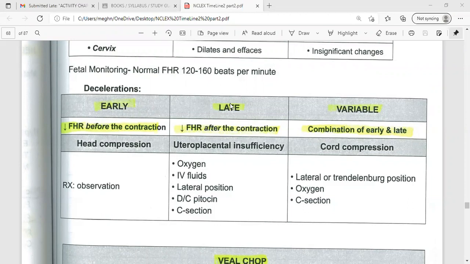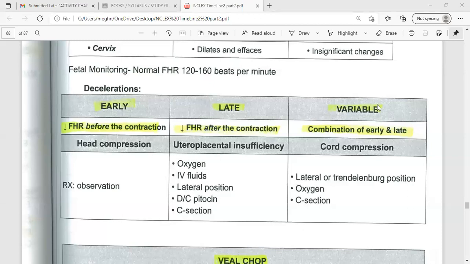If the deceleration is late, I mean uteroplacental insufficiency, always prepare to give oxygen and IV fluid, and request the mother to take a lateral position. Also, it is good to discontinue the oxytocin, which increases the contraction of the uterus. Also, be prepared for cesarean section.